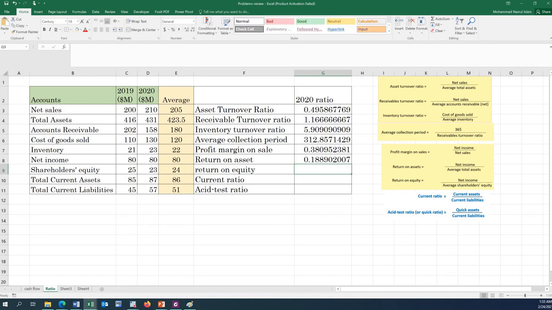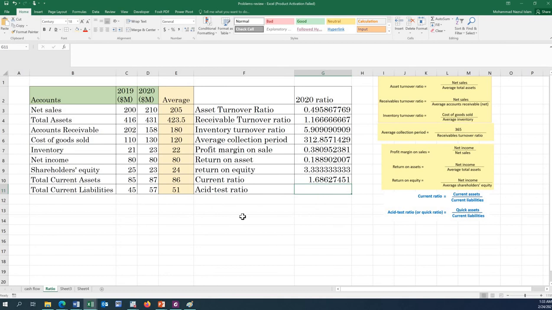Okay, and then return on equity. It should be equal to net income, so again net income 80, and average shareholders equity is 24. Can you see that? This is the 24. Okay, 3.33. And the current ratio is equal to current assets over current liabilities. So total current assets over current liabilities. So this one is 1.6, it is more than 1.5, so it's a good one.